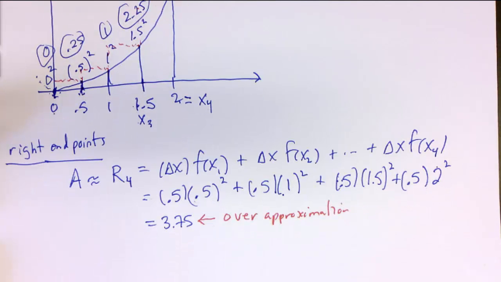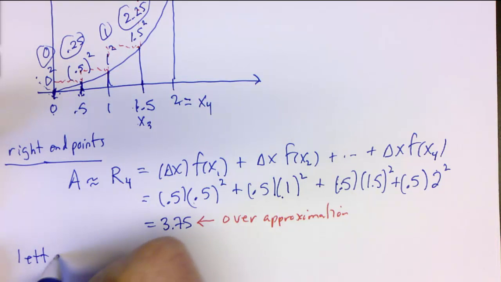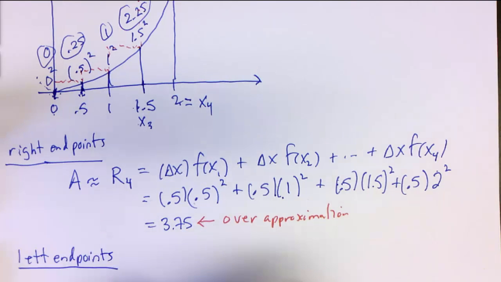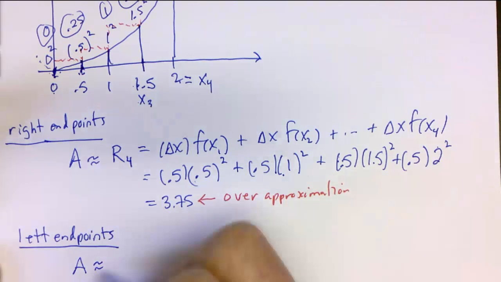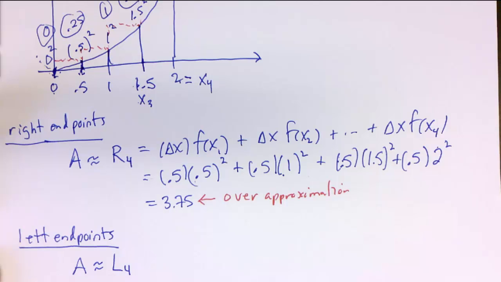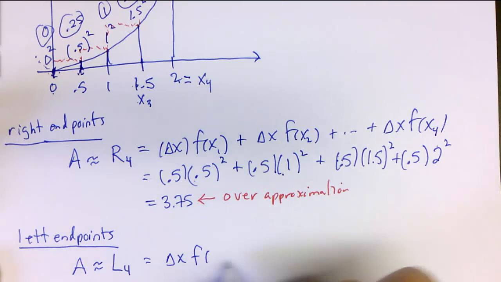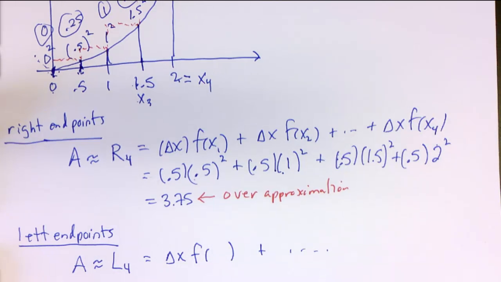Let's try it again using left endpoints. Same idea, but for each subinterval, what I need to do is use the left endpoint. So for the first subinterval, it's the same idea. I'm going to have the width of each interval times f evaluated at some point, and I need to add that up for all the subintervals.